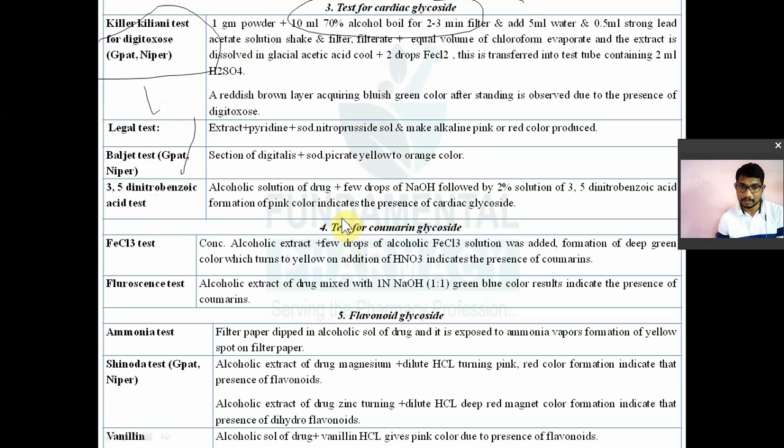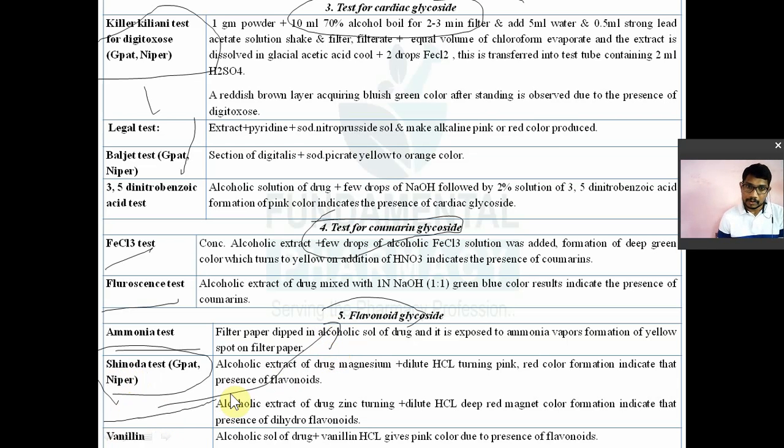Tests for coumarin type of glycoside. For the one containing a coumarin ring, which test is there? Ferric chloride test, then fluorescence test. Remember. Then for flavonoid type of glycoside, which test is there? It is the ammonia test, Shinoda test. A question can come on this. They can ask what is the Shinoda test. Shinoda test is the specific test for identification of flavonoid type of glycoside. Remember.